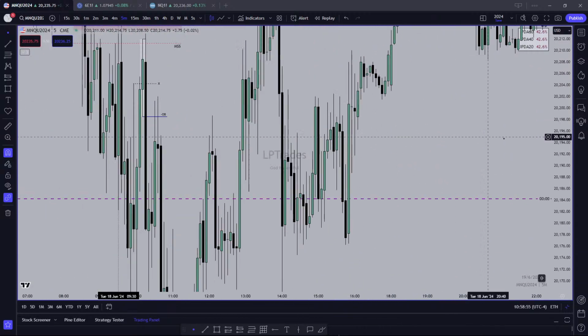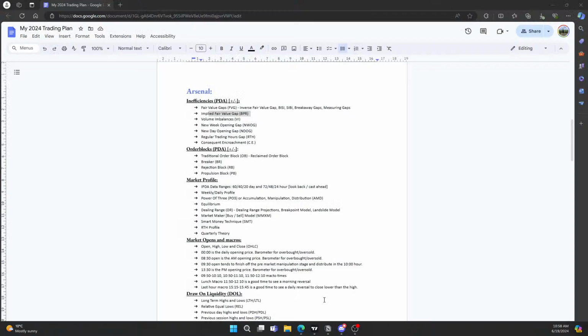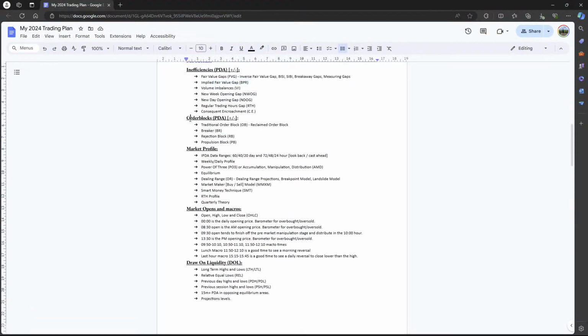But back to this. So order blocks. All right, there's a traditional order block, or the bearish or bullish order block. Then there's reclaimed order block, breaker block, rejection block, propulsion block.